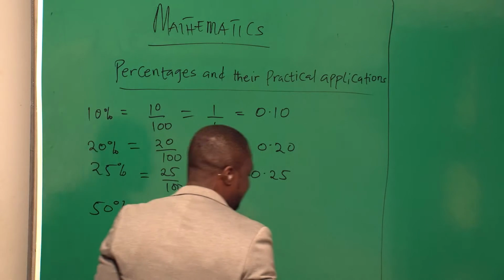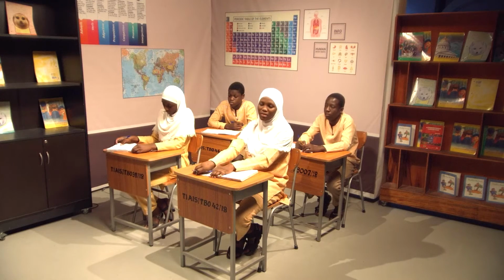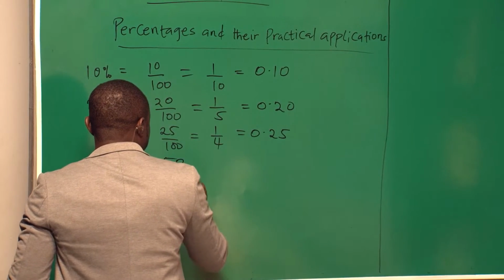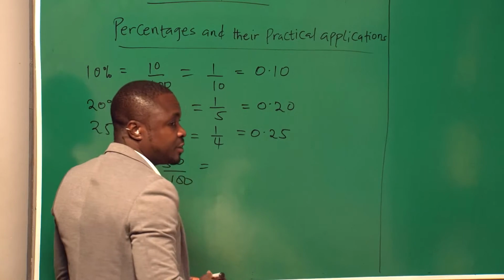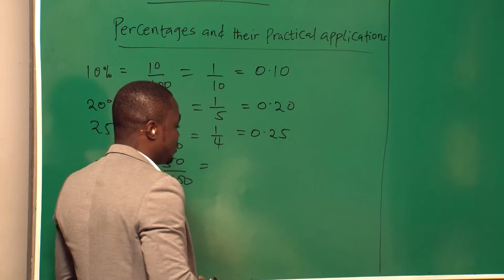Samira, if I have 50%, which other way can I write it? 50 over 100. 50 out of 100. And here, reduce 50 over 100 to its simplest form. 1 over 2, that's good.